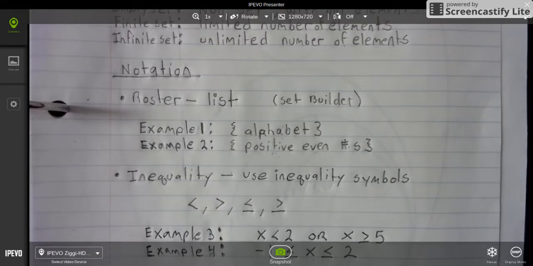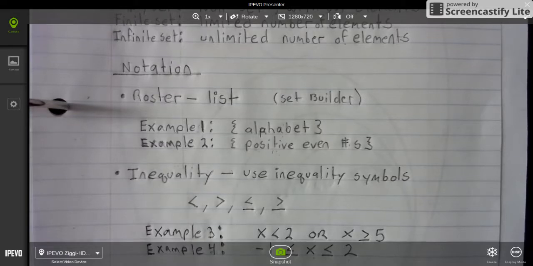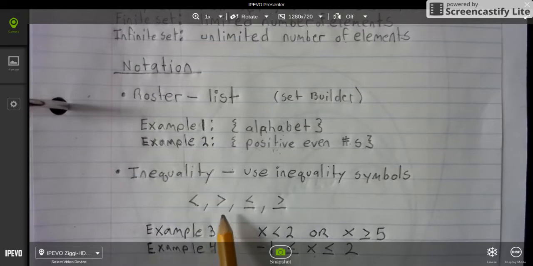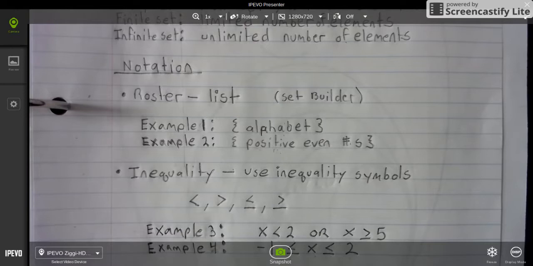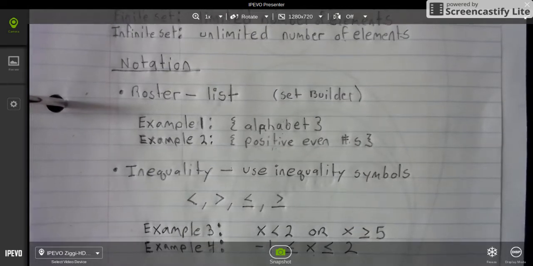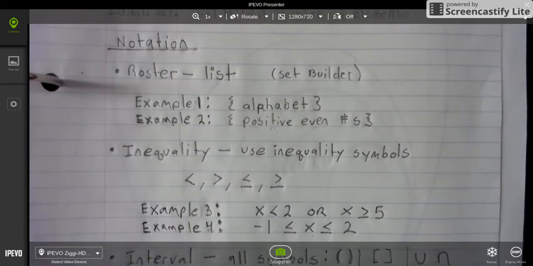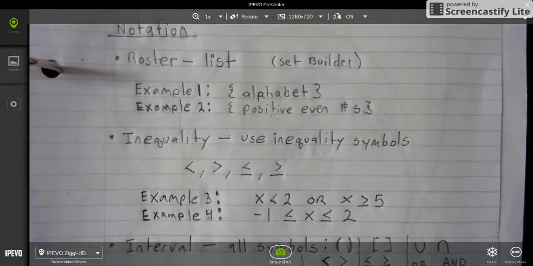Okay, next one is inequality notation. Inequality notation uses inequality symbols, which are less than, greater than, less than or equal to, or greater than or equal to. Two examples of that are x less than 2, or x is greater than or equal to 5, and example 4, negative 1 less than or equal to x, less than or equal to 2.